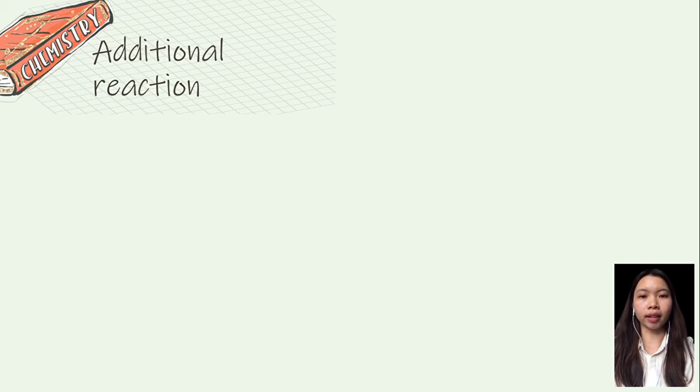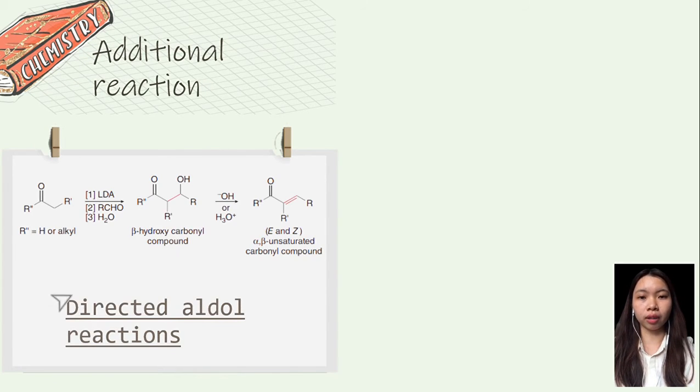The first one is directed aldol reaction, where the enolate is prepared with LDA, and then the second carbonyl will act as electrophile and be added to the enolate form. Then the reaction continues with dehydration to form an alpha-beta unsaturated carbonyl compound.